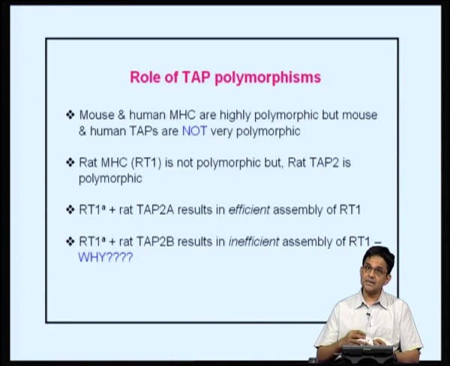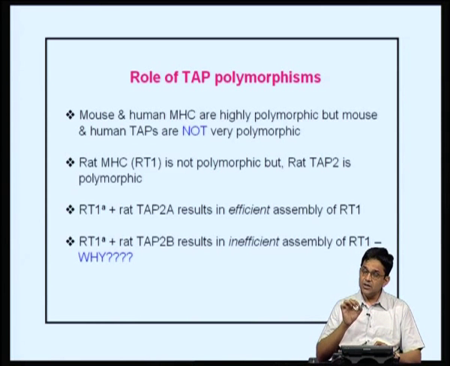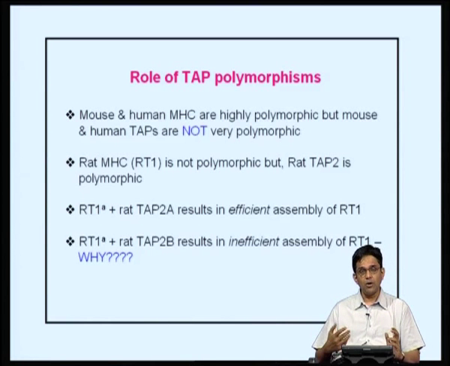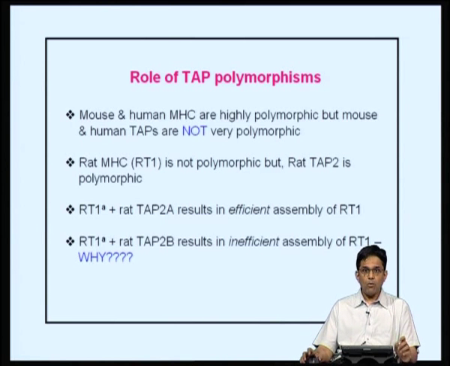The other characteristic is they are polygenic, several genes, and polymorphic. You have several genes encoding that, and within the genes there are variants in different people. So it results in polymorphisms, and these polymorphisms are useful because they help MHC bind to different types of peptides. Now, what is the role of TAP polymorphisms?